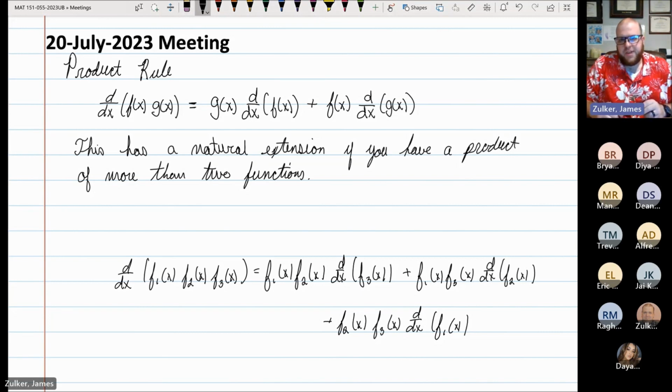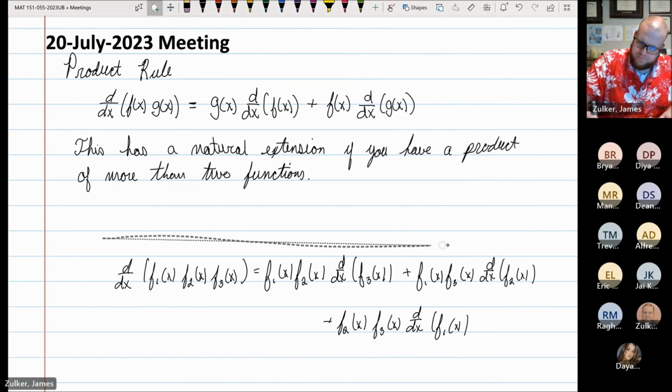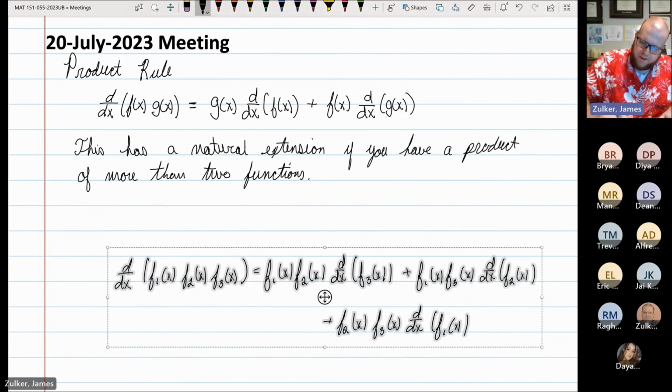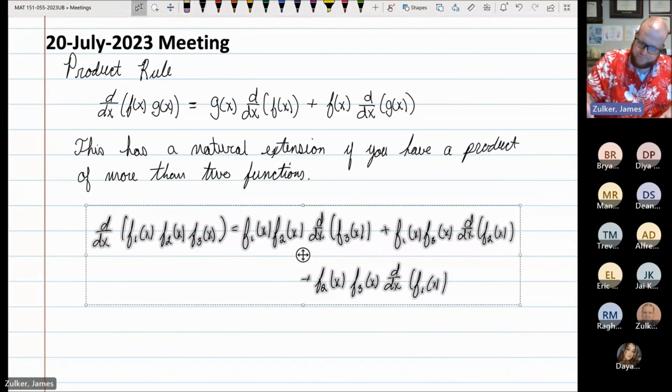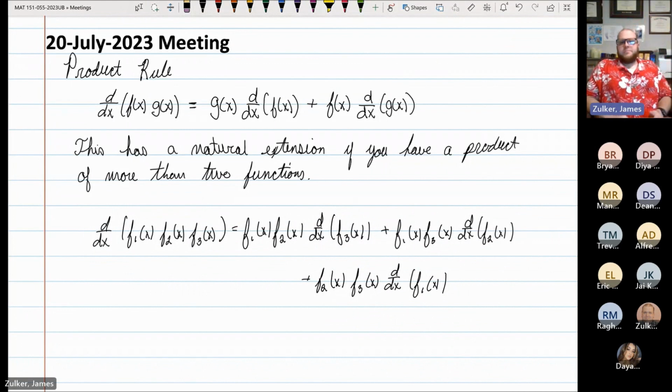All right, so this is for 3, which I'm just going to move up through the power of technology. Now you can see how it would extend then if you have 4 functions, right? If you have 5 functions, so on and so forth.